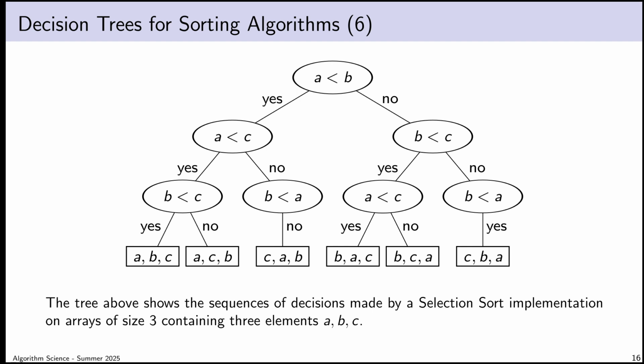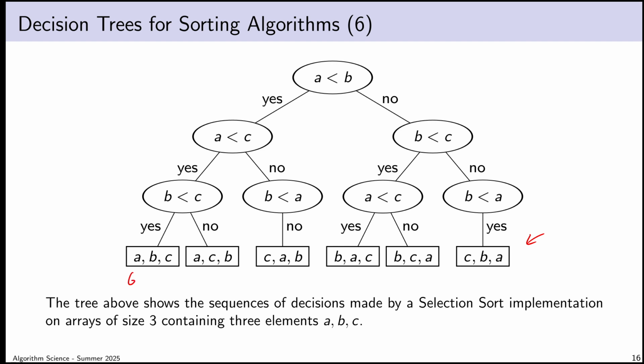So this is the decision tree for my selection sort implementation on arrays of size 3. It's a different tree, but you'll notice that it also has 3 factorial or 6 leaves, because there are 6 different ways the input could be arranged. And I need to distinguish between the 6 different sorted orderings of the input elements.